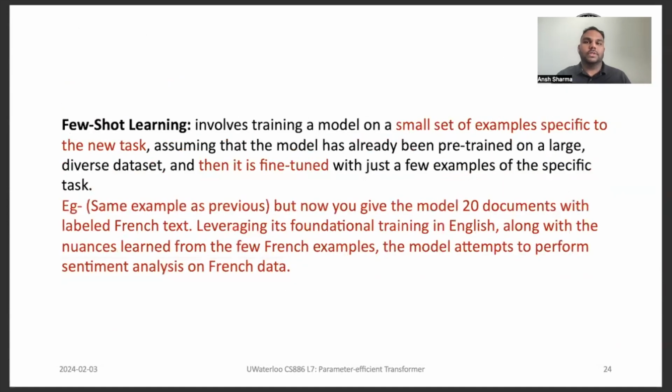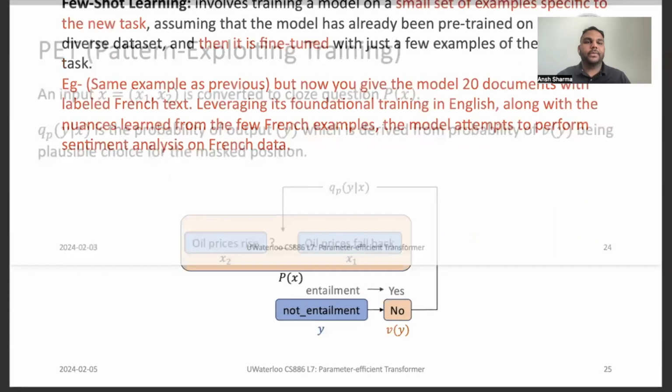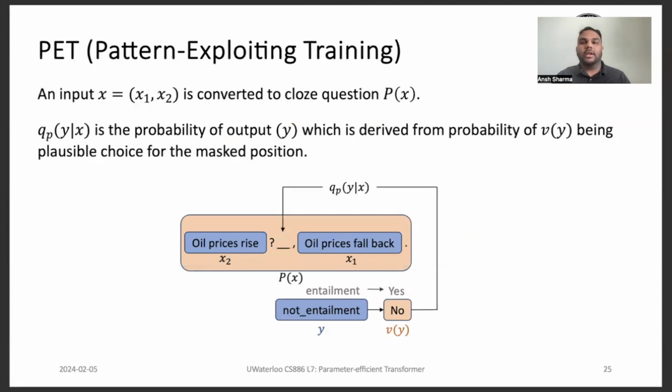Few-shot learning is similar to zero-shot learning, but a few examples related to the new task are used to fine-tune this model. This usually results in better accuracy than zero-shot learning due to the new examples. For example, let's consider a model trained on an English language dataset is applied for sentiment analysis on French language data directly, then it is zero-shot learning. But when the same model is fine-tuned on a few examples which contain documents with French language in it, then it is few-shot learning.